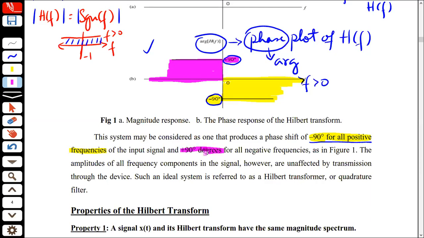So positive 90 degrees for all negative frequencies. Whatever is written graphically, we are trying to rewrite in terms of sentences. That's it. So the amplitudes of all frequency components in the signal, however, are unaffected by transmission through the device. Such an ideal system is referred to as a Hilbert transformer or quadrature filter. It's also called a quadrature filter.